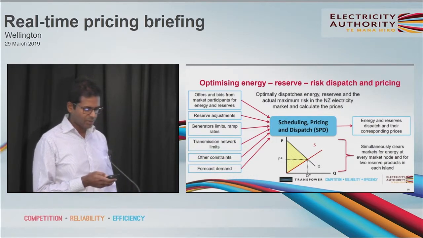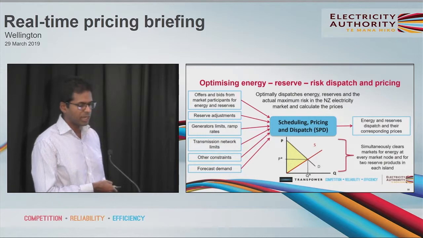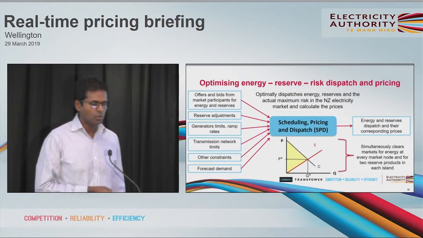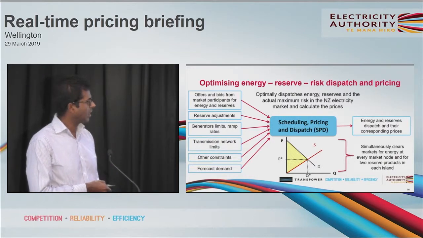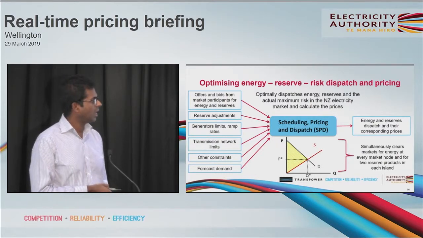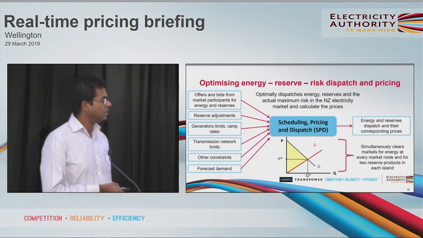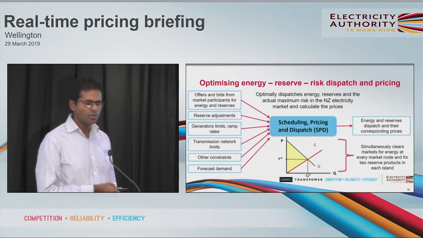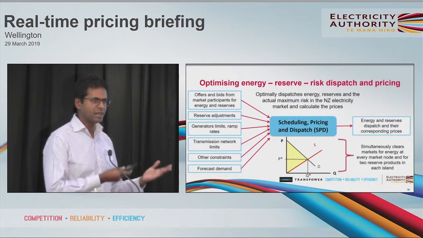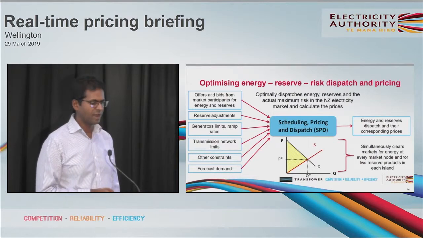So we're trying to find out how large can I make this triangle? When it does that, it calculates the price and the quantity. But it does that simultaneously at every single market node, and for reserves in each island. So it's juggling lots of things simultaneously, and sometimes when things come out, it's the interaction of lots of these factors.